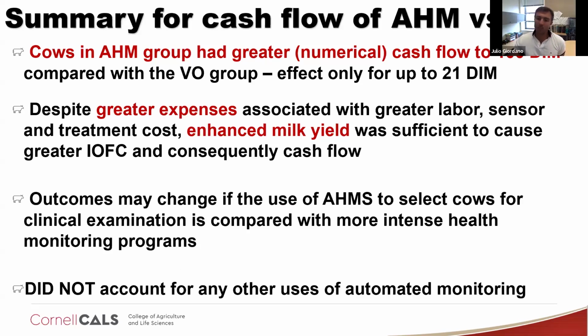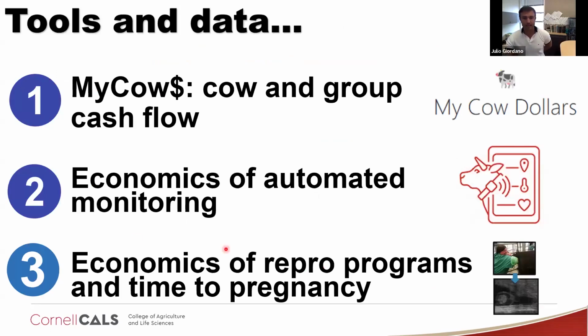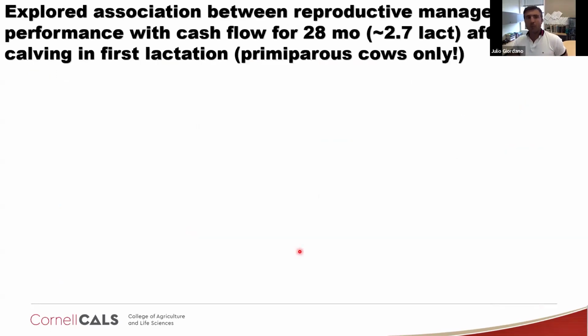So very quickly, I'll use 5 more minutes, Kathy, to talk about the economics of repro programs. I'm very excited about this data that we have recently generated. We conducted a trial at 6 commercial farms, and we have been exploring the association between reproductive management and some cow factors that drive cash flow. The interesting thing about this trial is that we followed these cows for 2.7 lactations on average, so 28 months after calving in the first lactation.